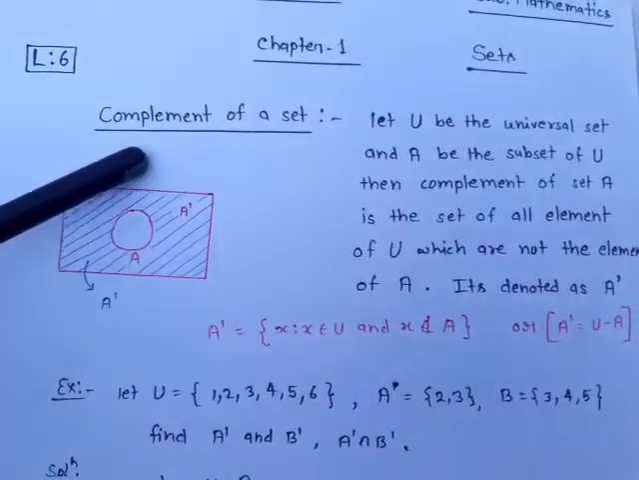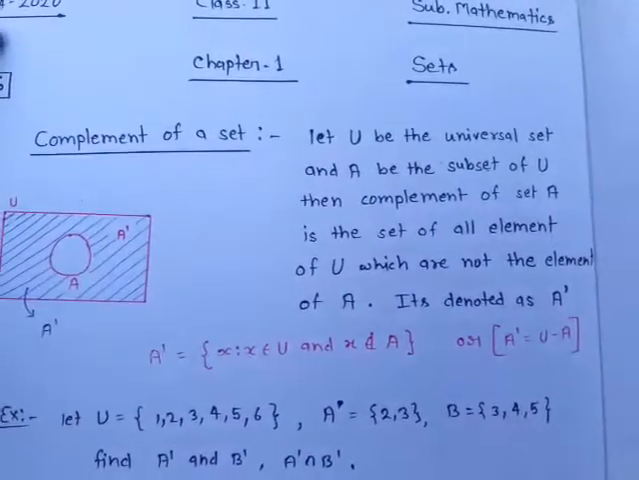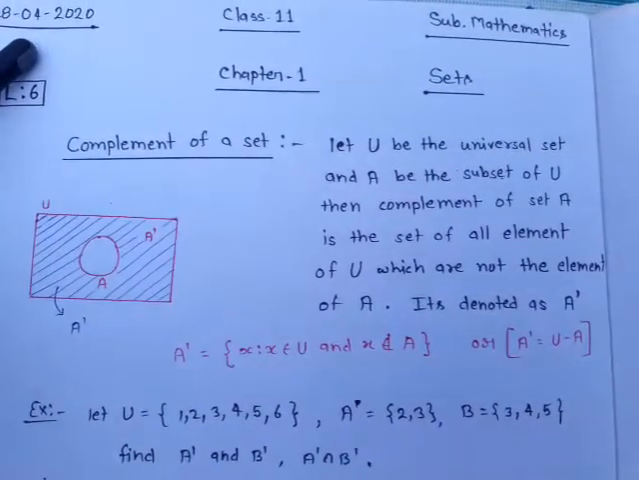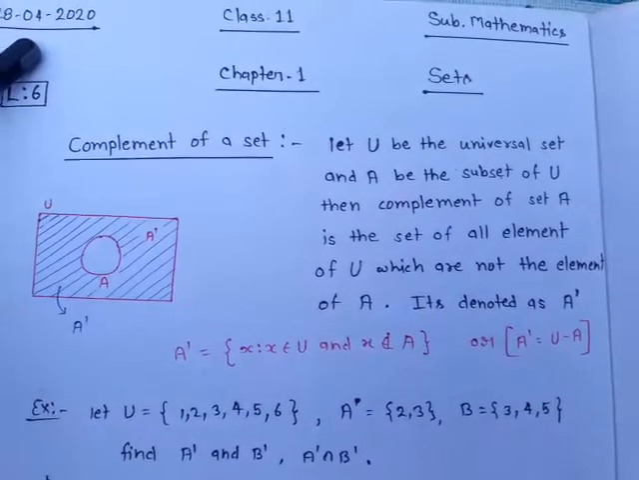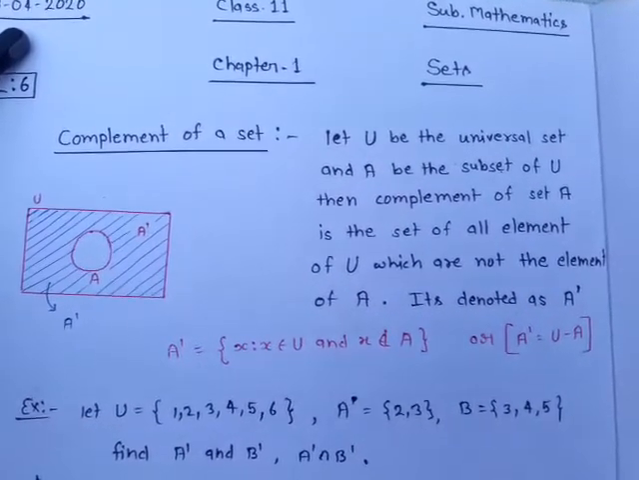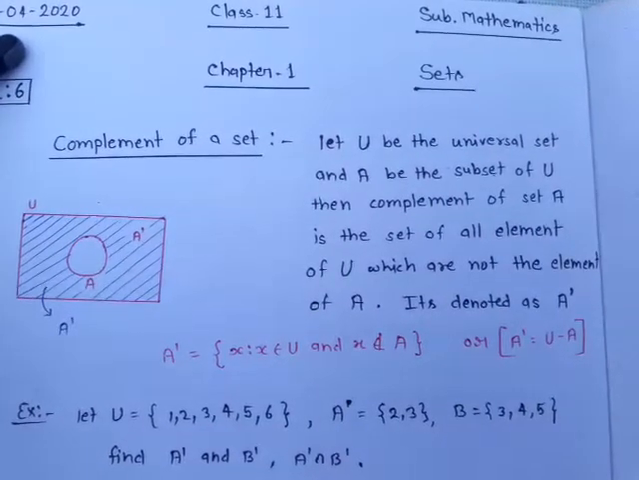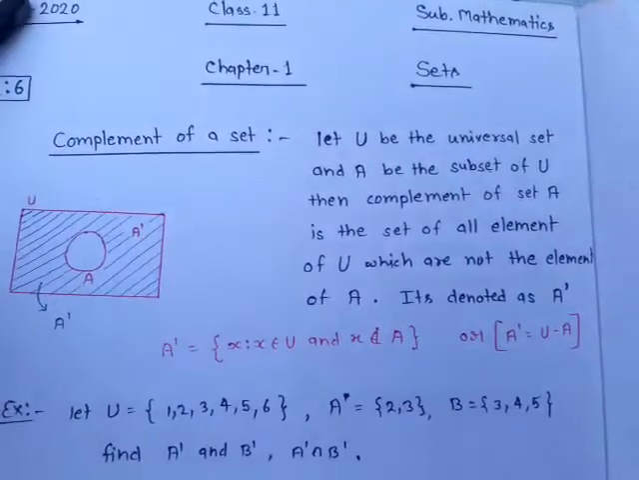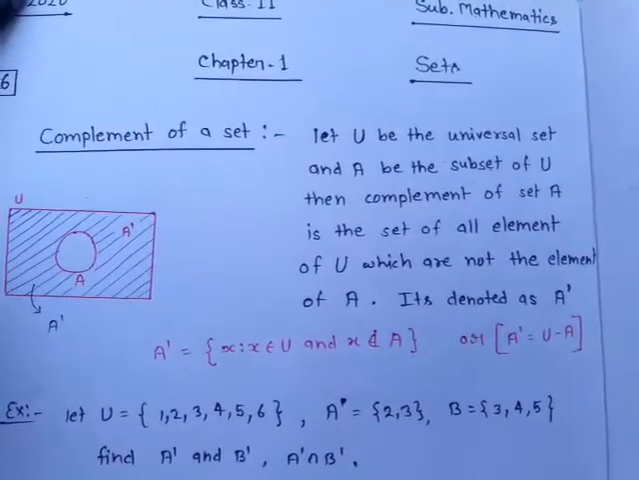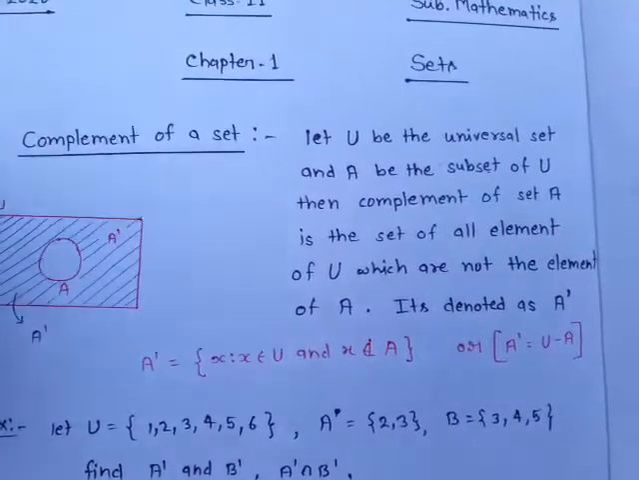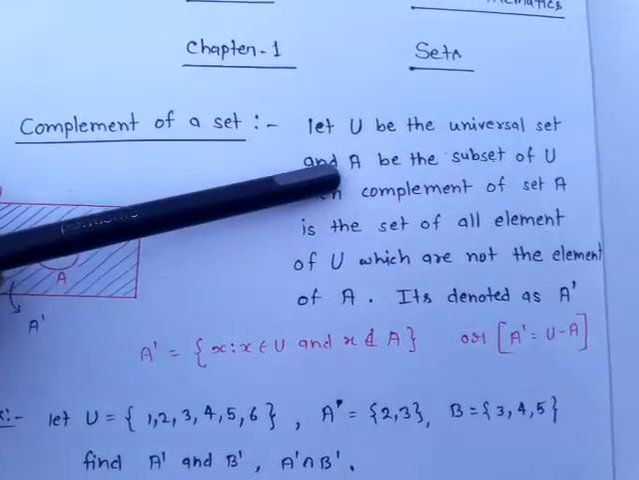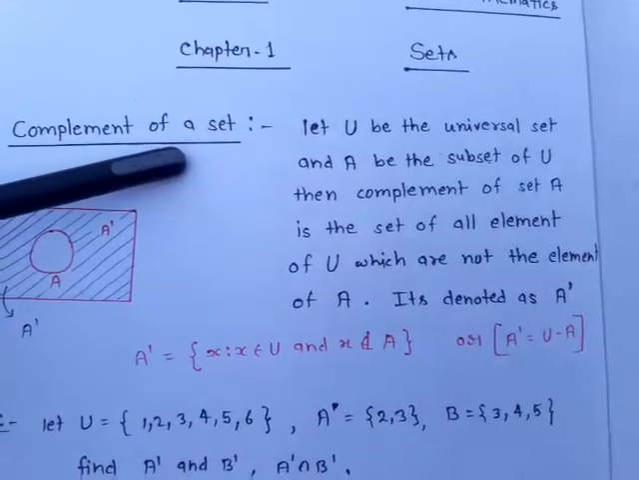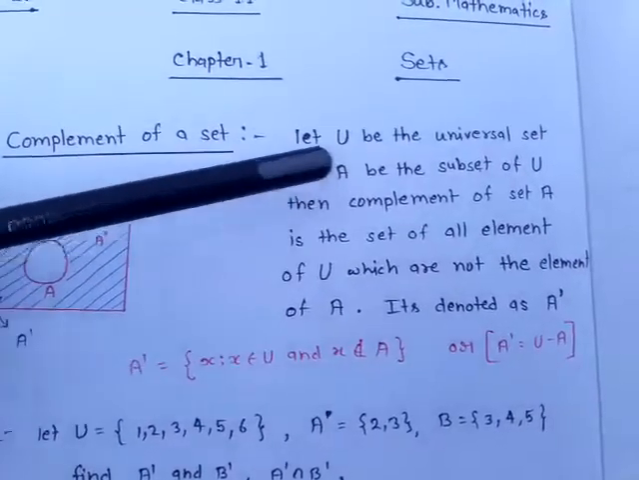Complement of a set. What is the complement of a set? Here, let U be the universal set and A be a subset of U. Then the complement of set A is the set of all elements of U which are not elements of A. It is denoted as A dash. That means the complement of a set is that set which has elements of only U, not elements of A. If B is a subset of U, then the complement of set B is that set which has only elements of U, not of B.